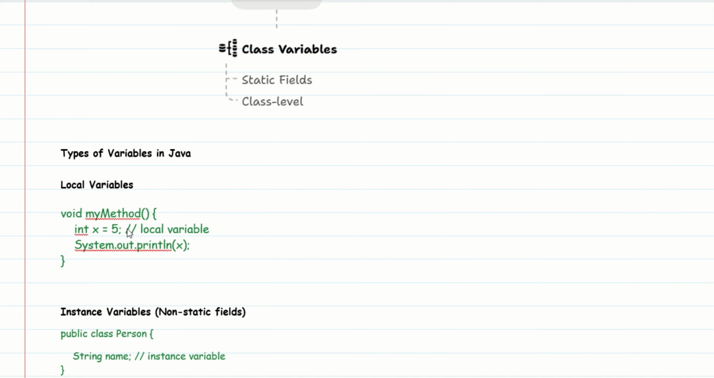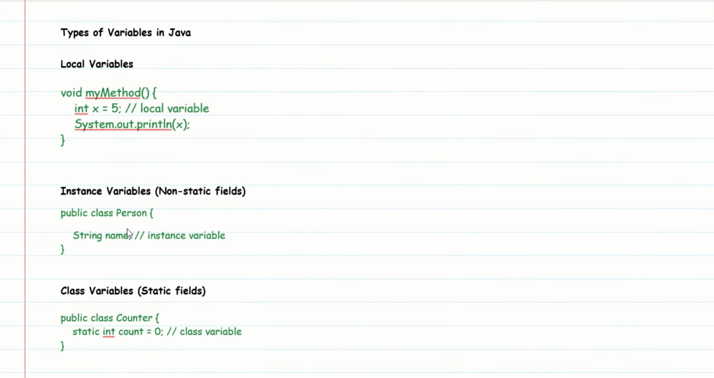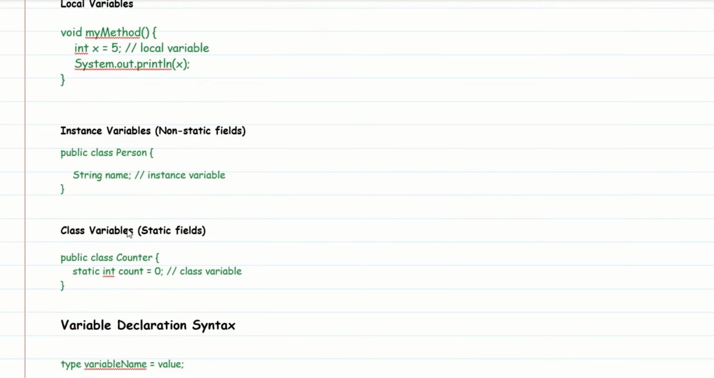Then we have the instance variable, like a non-static field, declared inside a class but outside any method. Each object of the class has its own copy. So this is a class and it has an instance variable, declared outside a method. So you can see here, if the variable is within the method, it's called a local variable, and if it is outside the method and within the class, it is called an instance variable.